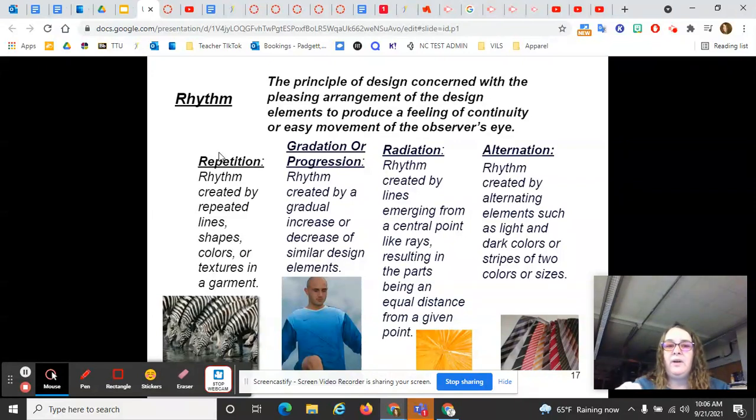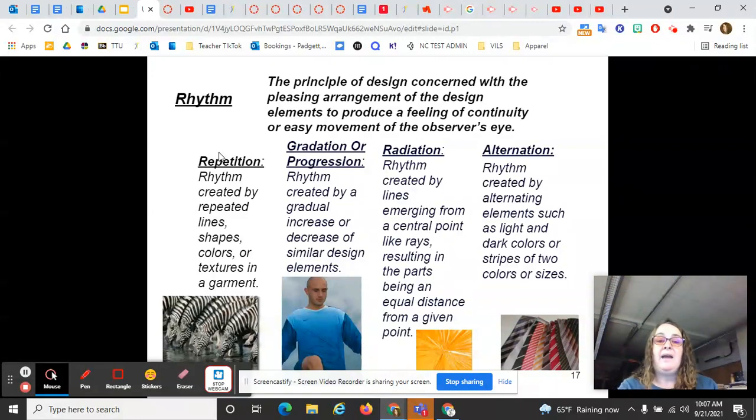Gradation or progression, think of an ombre look. That is where you're creating rhythm by gradually either increasing or decreasing a similar design element. Now, in the photo here, we're taking the blue and we're decreasing from the bottom to the top the amount of blue. We're increasing the tint, the amount of white that we put with that blue.